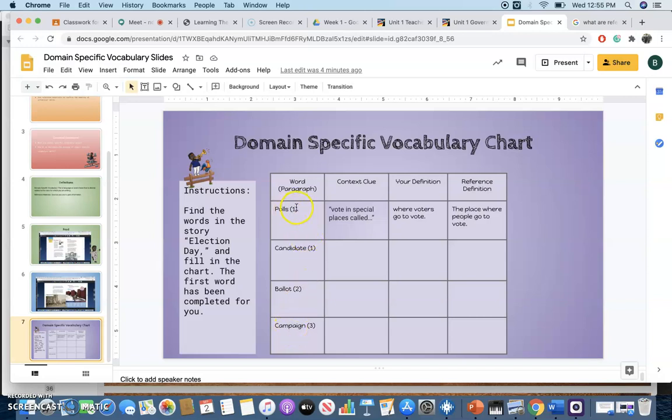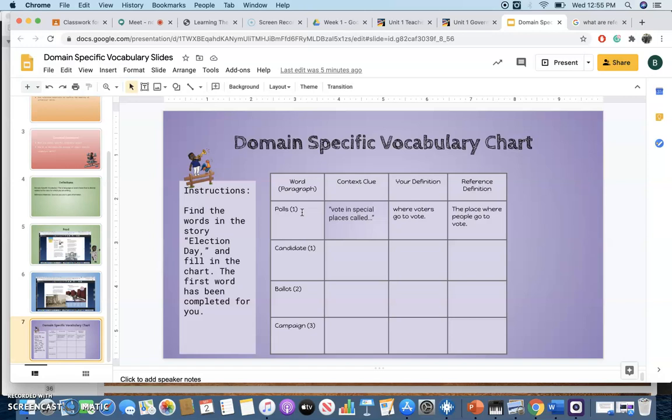For example, I did the word poles. Now, this sounds similar to poles, like a pole in the ground, right? Or like the fireman pole that a lot of playgrounds have, but it's spelled differently, first off. Secondly, I know that it just doesn't feel like they will be talking about fireman poles in a story like this.